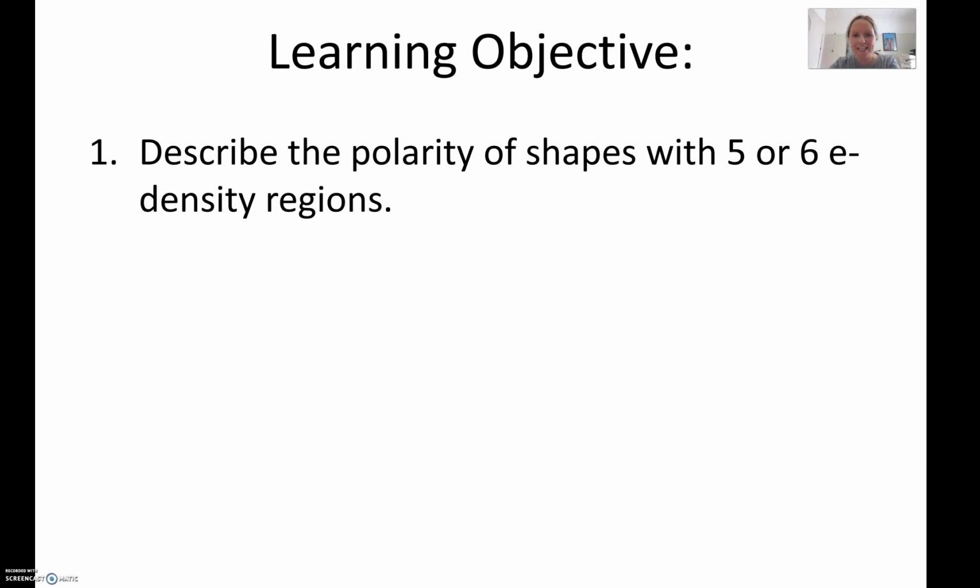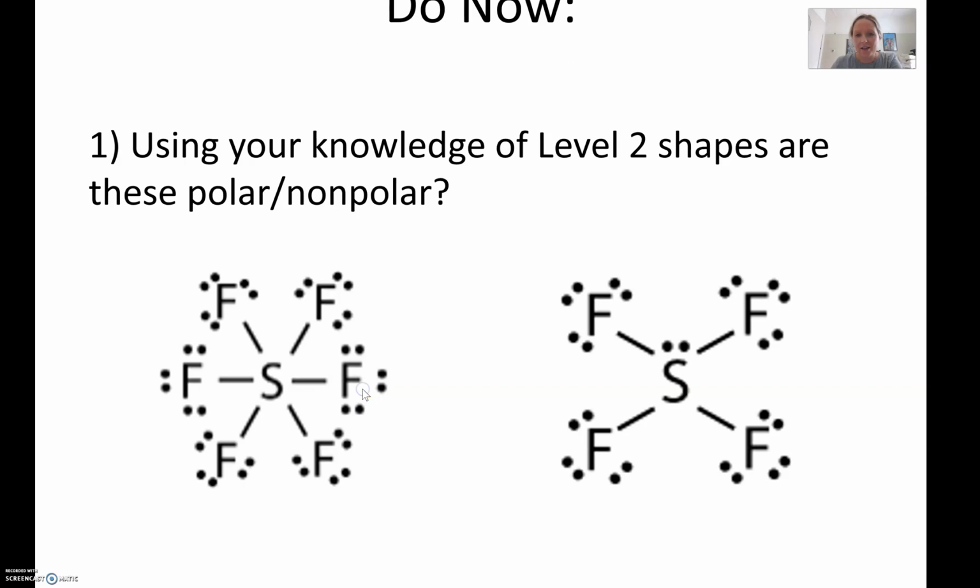We're up to lesson 10 on polarity, which is exciting. We're halfway through the external. So this is to describe the polarity of the shapes that we've been doing with 5 or 6 electron density regions. There's a wee starter task that I'd love you to have a guess using your knowledge from level 2, whether these would be polar or non-polar. So please just pause, write down what you think, and I'm about to justify it. Hopefully this lesson is quite straightforward for most of you because it's pretty much exactly the same as level 2 but with the new shapes.